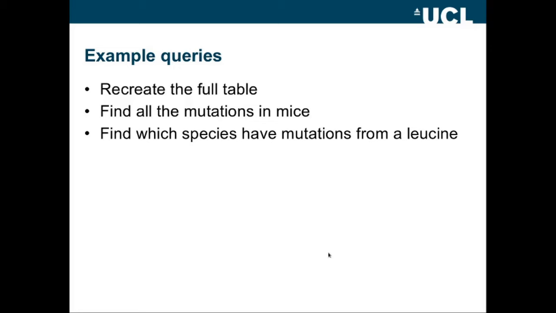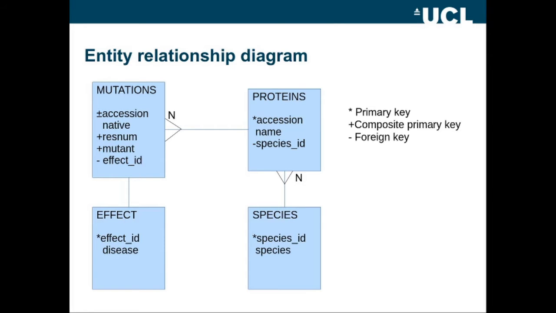Okay, let's look at some example queries then using that second set of tables that would allow us to, first of all, recreate the full table, then find all the mutations that occur in mice, and find which species have mutations from a leucine to something else. Before we look at the SQL to implement those examples, I'm going to look at the idea of an entity relationship diagram in a bit more detail.